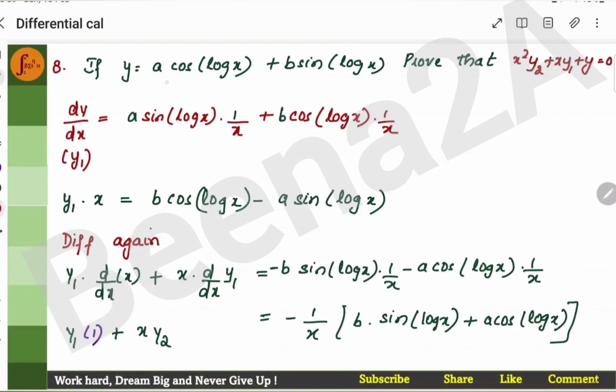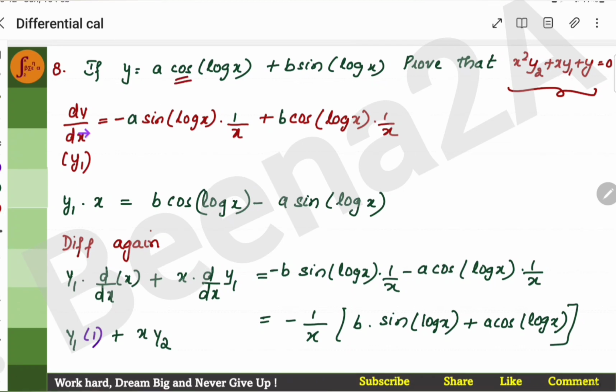Now next one: if y is equal to a cos of log x plus b sine of log x, prove that this expression. Here again, differentiate the first time. So here dy by dx is equal to, we'll find the derivative. Derivative of cos is minus sine and derivative of log x is 1 by x. So here we are using the chain rule. And then here derivative of sine is cos, derivative of log x is 1 by x.